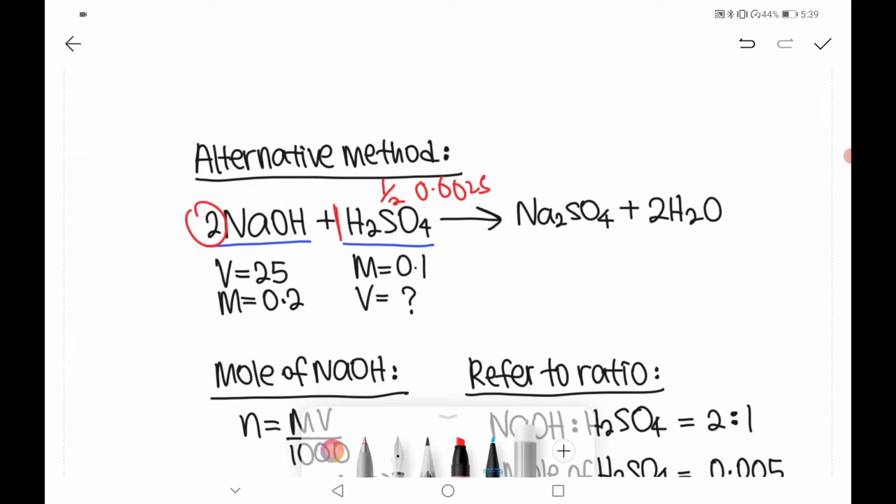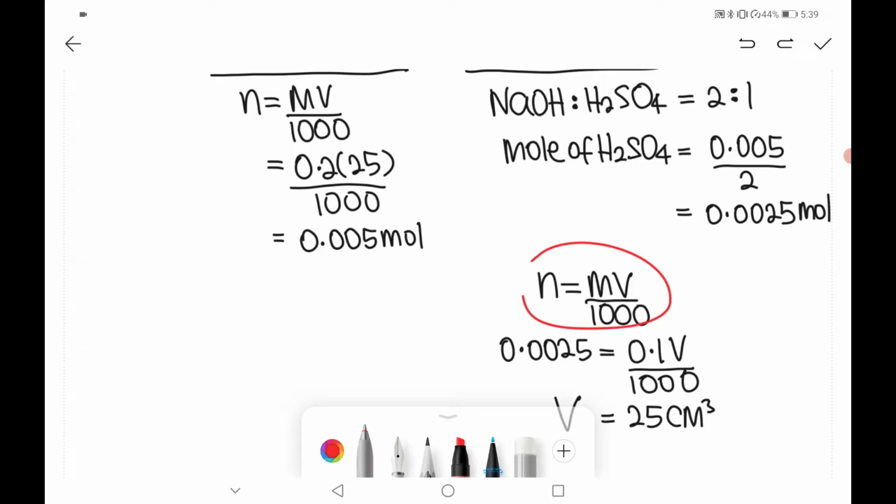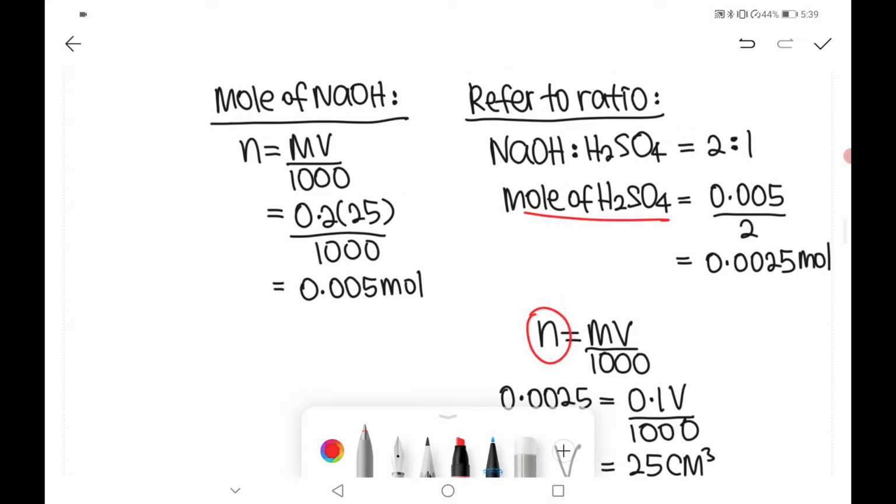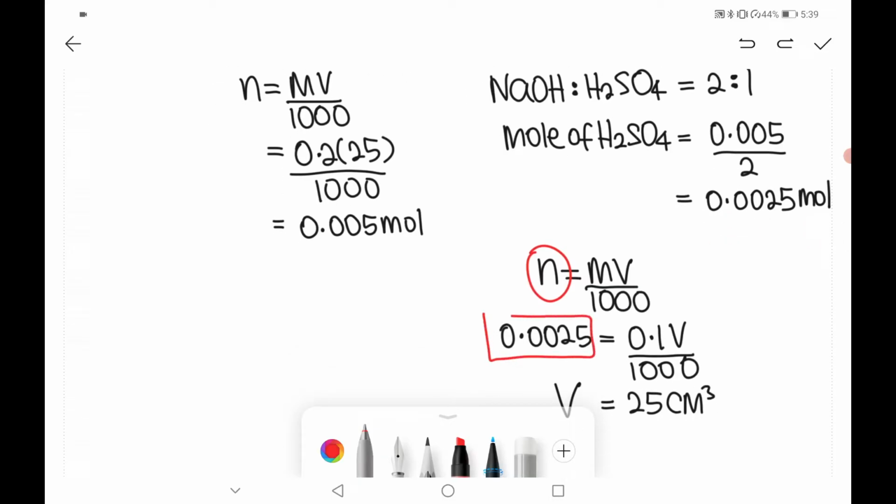Once we get the mole of sulfuric acid, what is the next thing we can do? So we know sulfuric acid. Acid is a solution, right? All acid, they are solution. So for solution, you can use the formula n equal to MV over 1000. Okay, so you put in the value. The n is the mole. So do we know the mole of acid? Yes, 0.0025. We can put the mole of acid here.